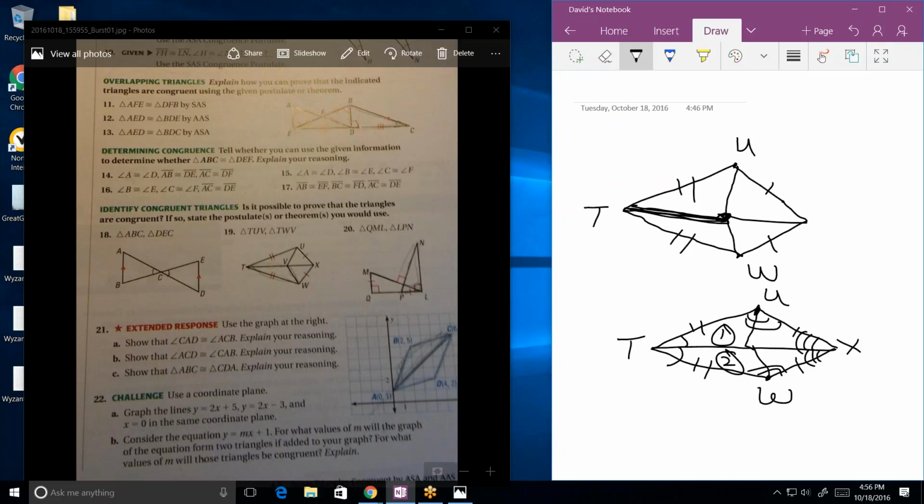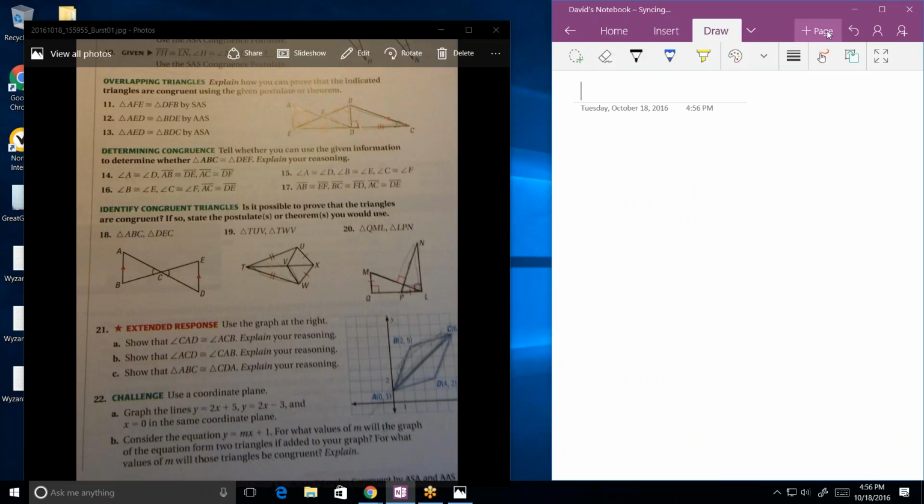So, yeah, the mistake I was making was not taking the information that the big triangle is congruent to the big triangle and proceeding and finding out that all those angles are equal. All right, 20 ought to be pretty easy. QML is congruent to LPN.